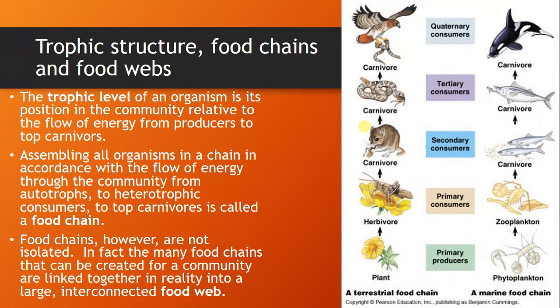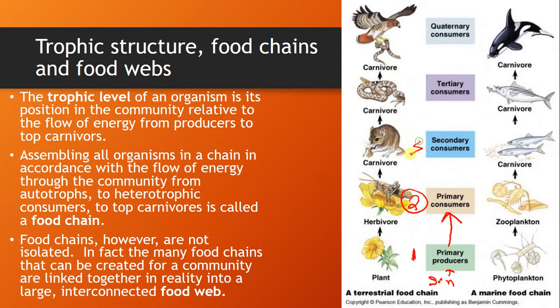The trophic level of an organism is its position in the community relative to the flow of energy from producer to top carnivore. So, for example, we have our primary producers, which would be our first trophic level. They get energy directly from the sun. Our primary consumers consume or use up energy from the primary producers by eating them. So there are herbivores. They're trophic level 2.